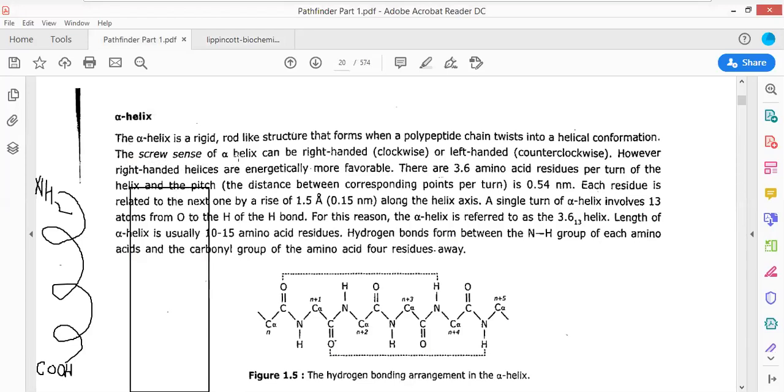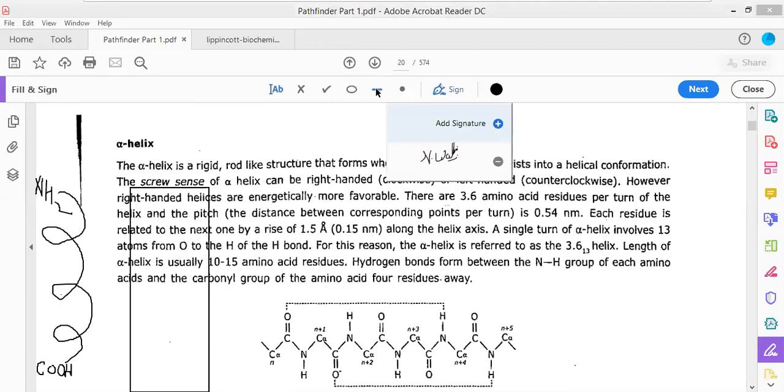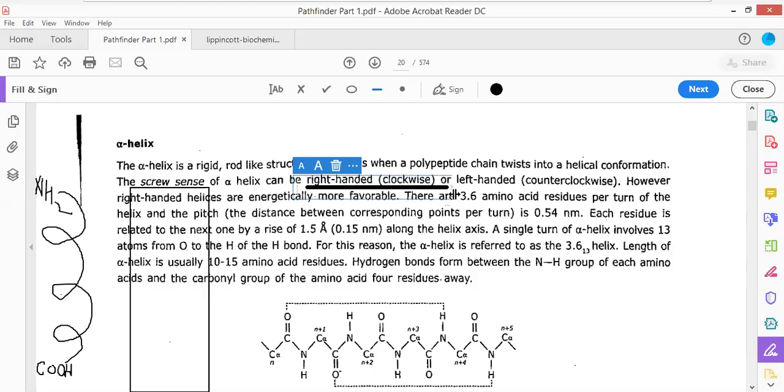The screw sense of the alpha helix can be of two different types: the right-handed, that is the clockwise alpha helix, and another one would be referred to as the left-handed, the counterclockwise alpha helix. So I have to underline this because I will be explaining certain things from this particular part. What is this clockwise and what is this anti-clockwise alpha helix?